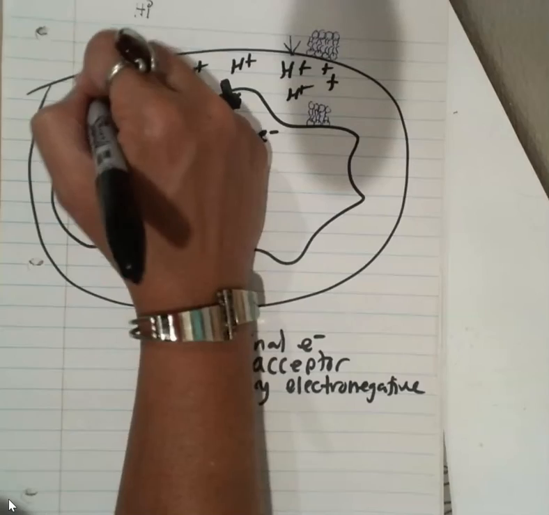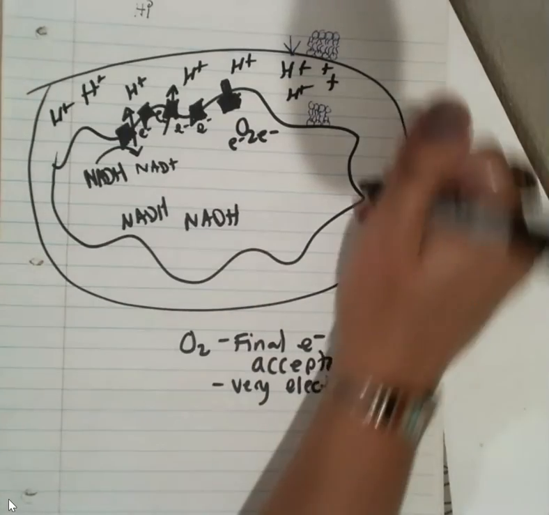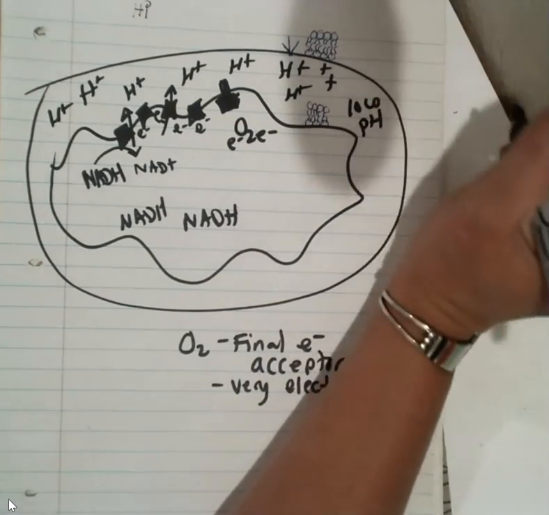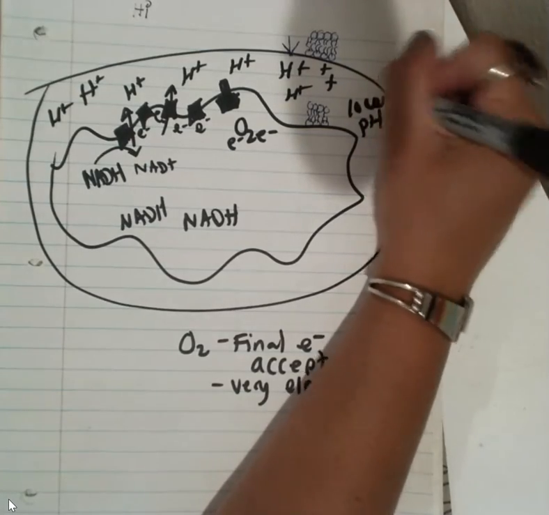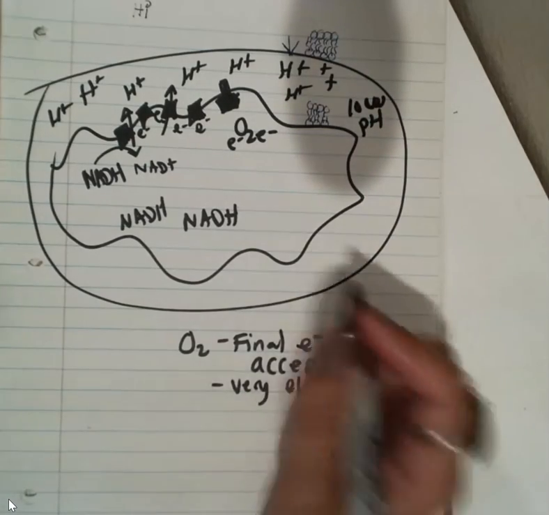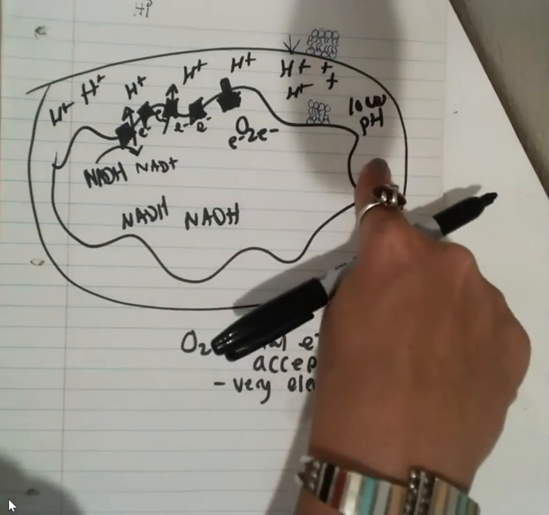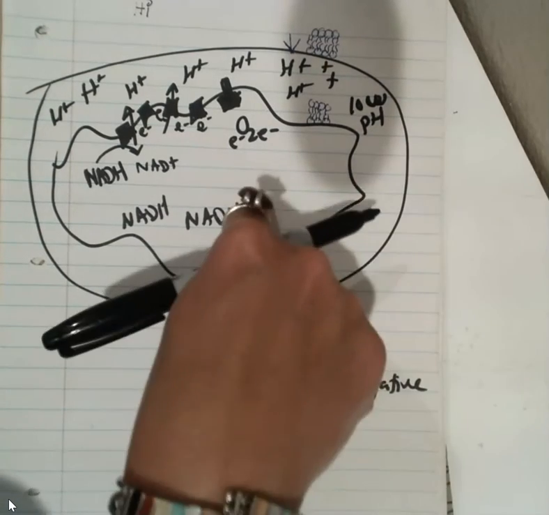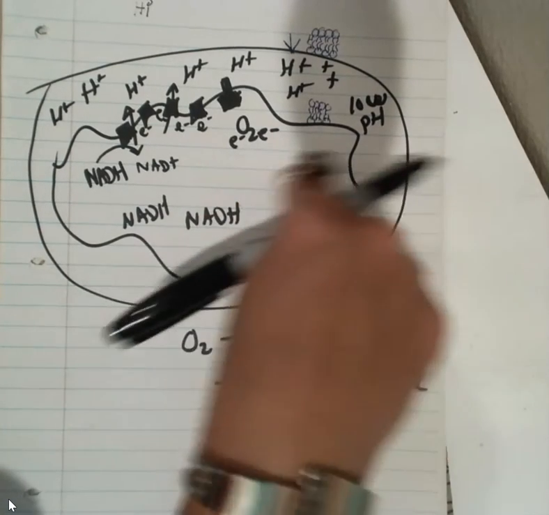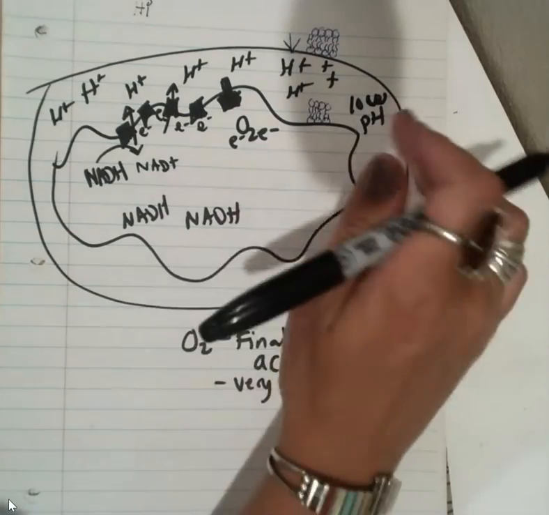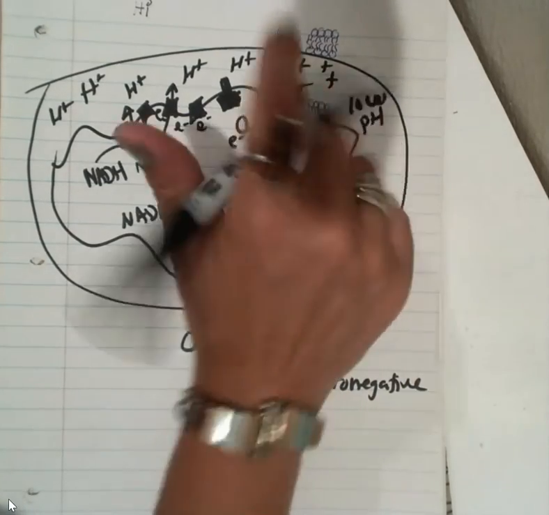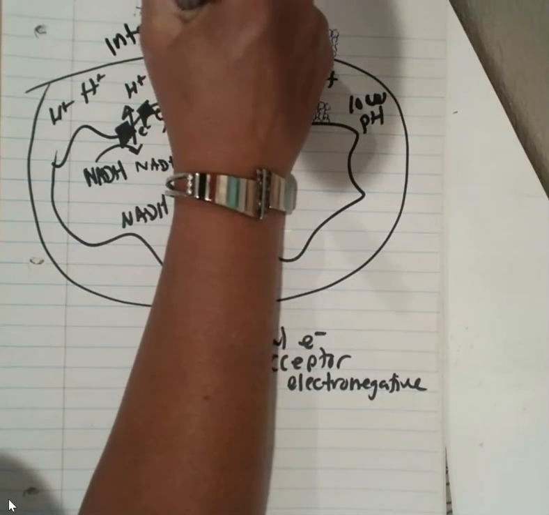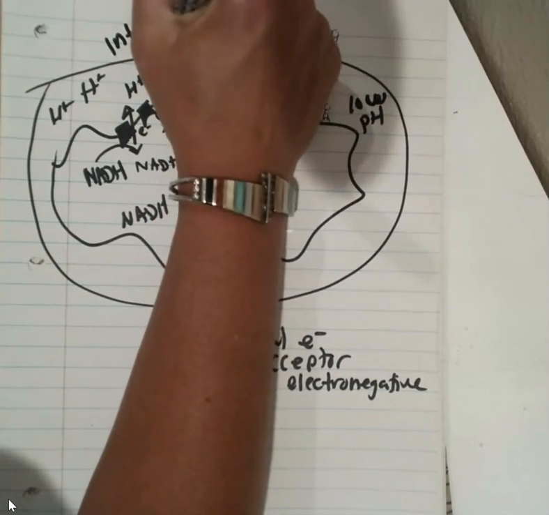When you have a lot of protons in an area, that gives an area a low pH. So if you are ever asked a question in regards to pH, the intermembrane space is going to have a lower pH compared to the matrix. Now that difference in pH is like a concentration gradient. There are more protons. This is called the intermembrane space.